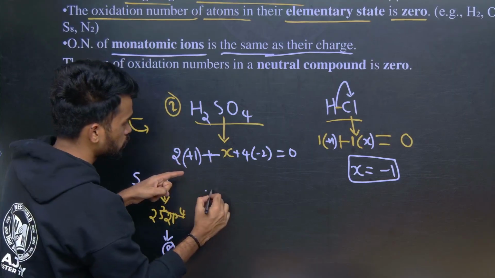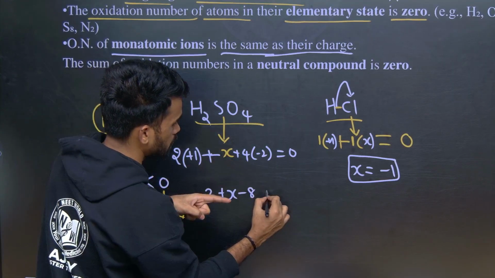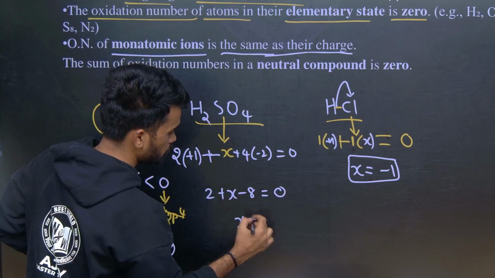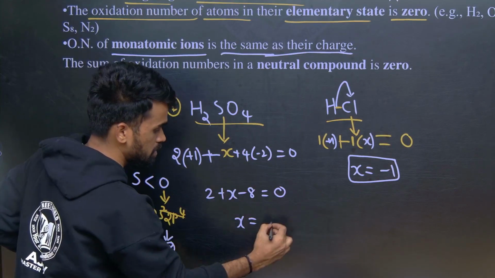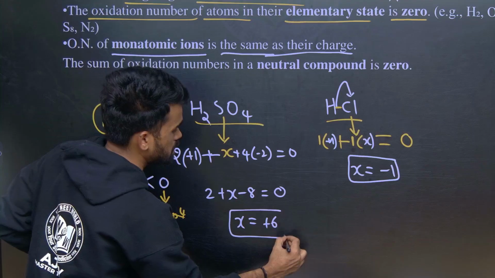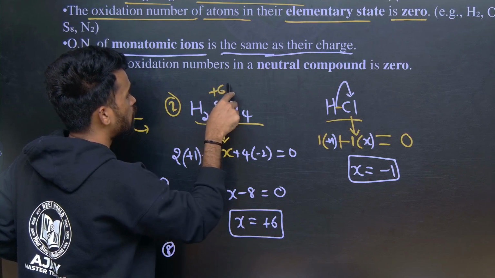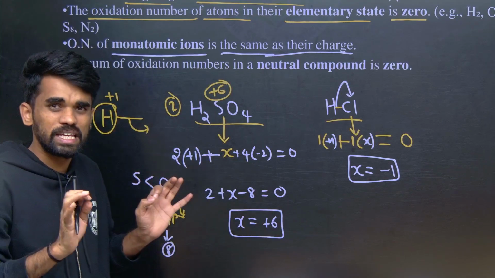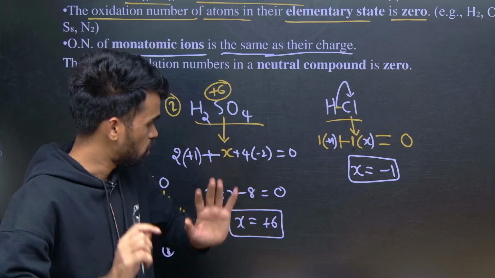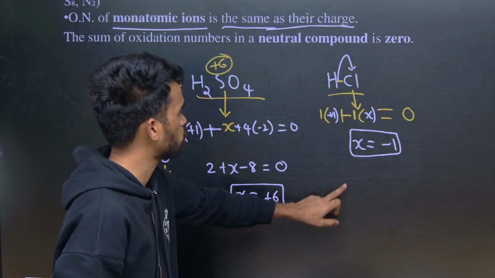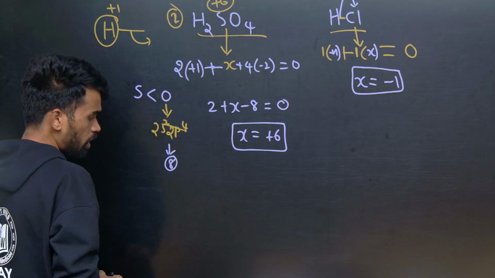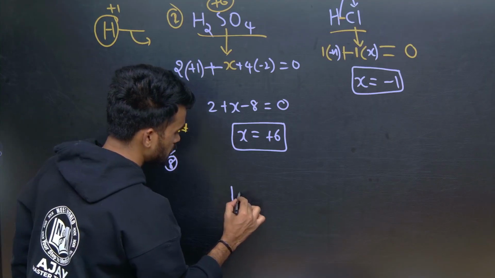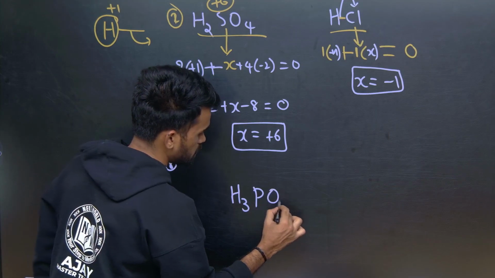Okay, 2 plus X minus 8 equals to 0. X will be plus 2 minus 8, that is minus 6. If we send that to the other side, it will become plus 6. So plus 6 is the oxidation state of this sulfur. I hope this is very clear without any confusion, right? Okay. Now I will give you one question for practice. Give me the oxidation state of phosphorus in this H3PO3.